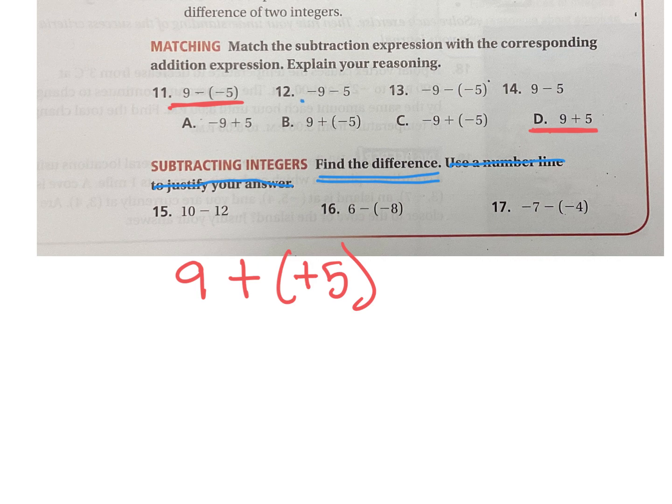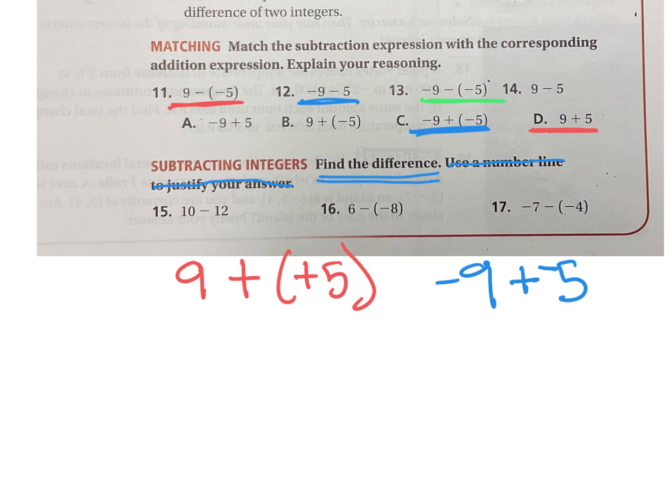All right, now let's go negative 9, minus 5. So I'm going to add the opposite. So a negative 9 plus a negative 5. Negative 9 plus 5, no. Negative 9 plus negative 5, there it is. So 12 and C go together.